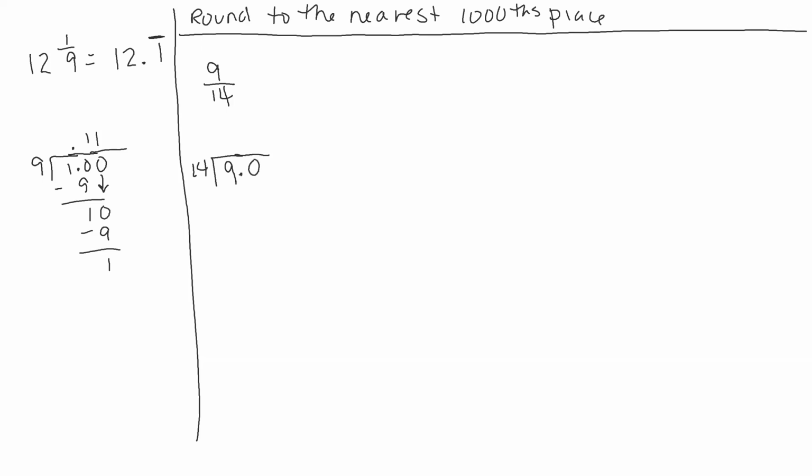So 14 won't go into 9, but it would certainly go into 90. So 90 divided by 14, we get 6. 6 times 14, I get 84. So I subtract, I get 6. Well, I need to round to the nearest thousandths place. So I definitely need to divide out some more. So I take 60, I divide it by 14, I get 4. All right. 4 times 14, we get 56.